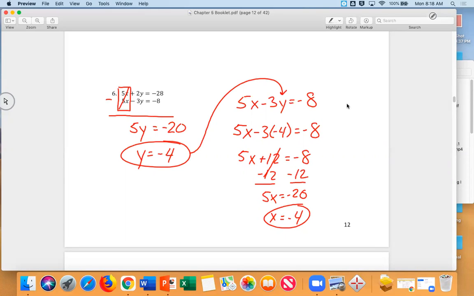You guys okay with this? Not too bad, right? Straightforward. Okay. Can I erase this?